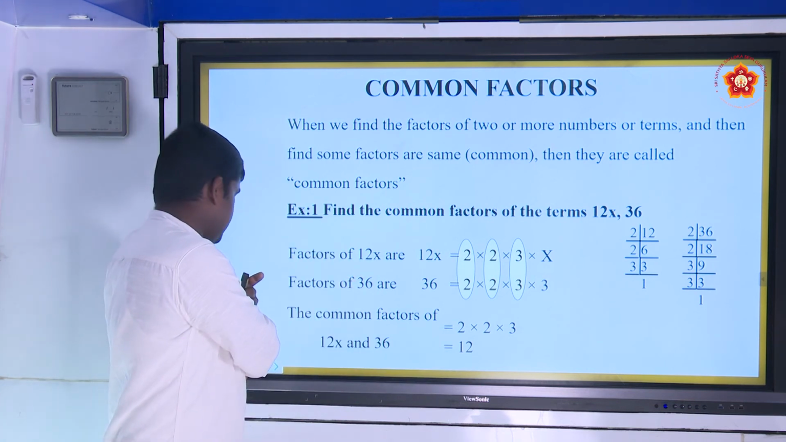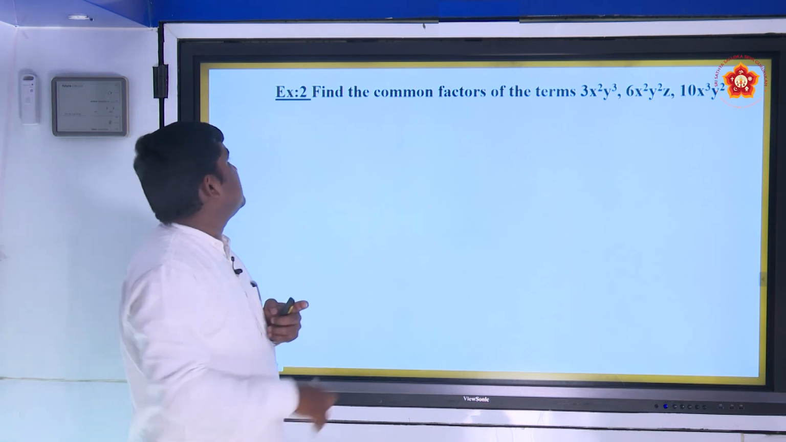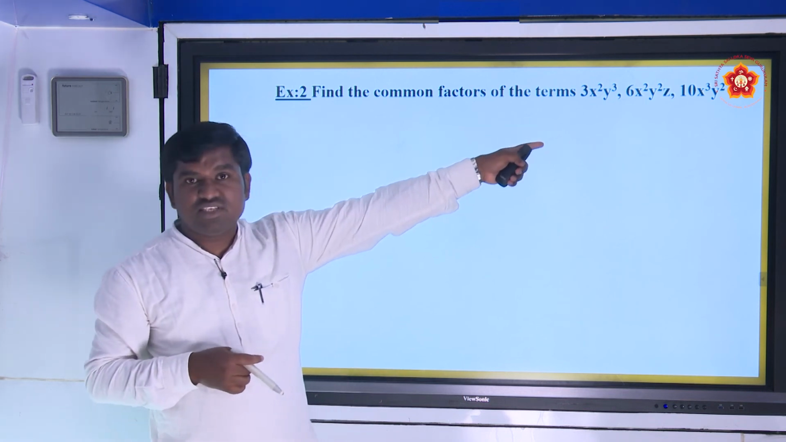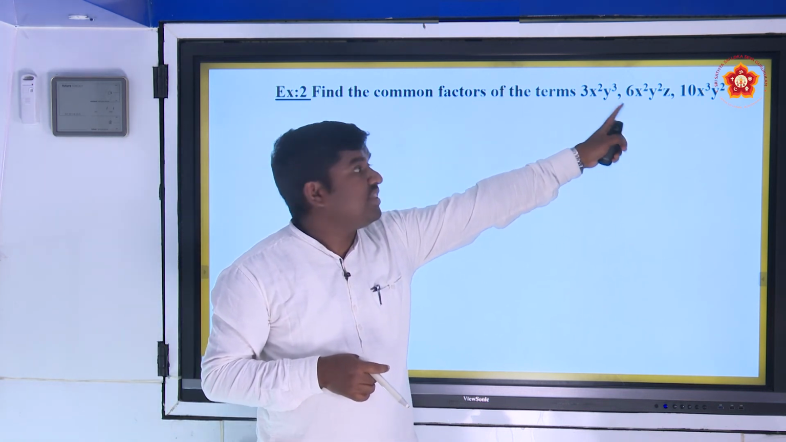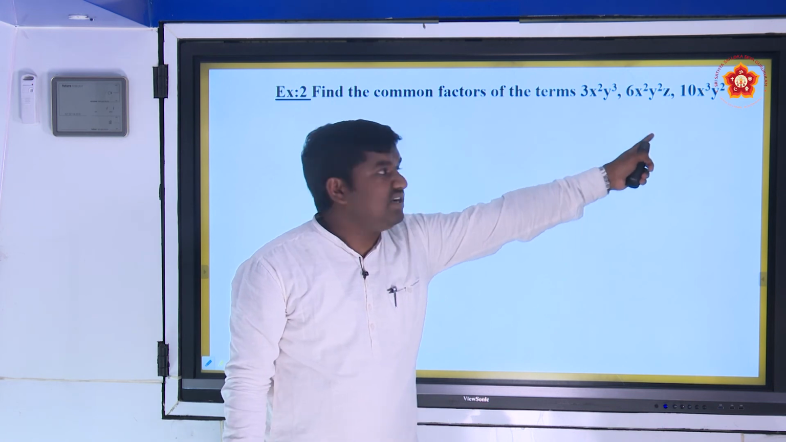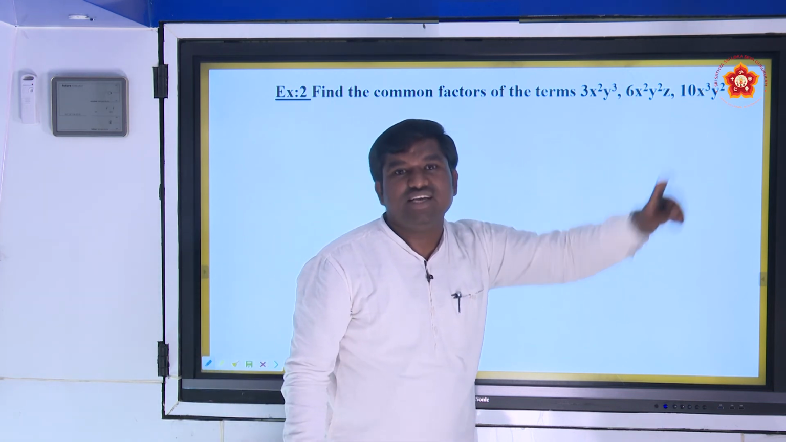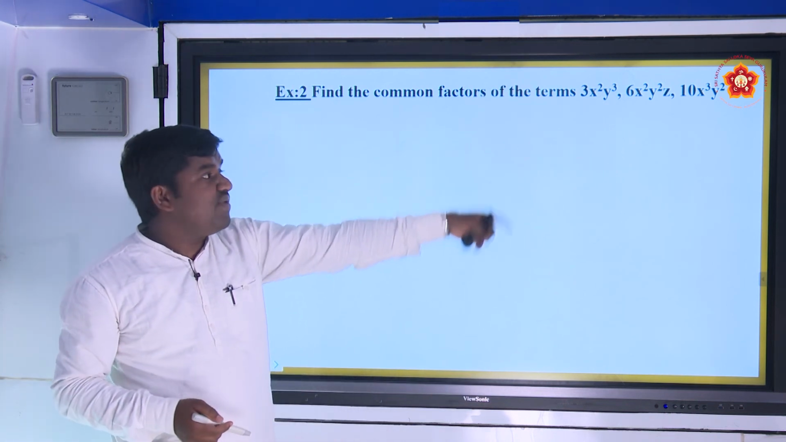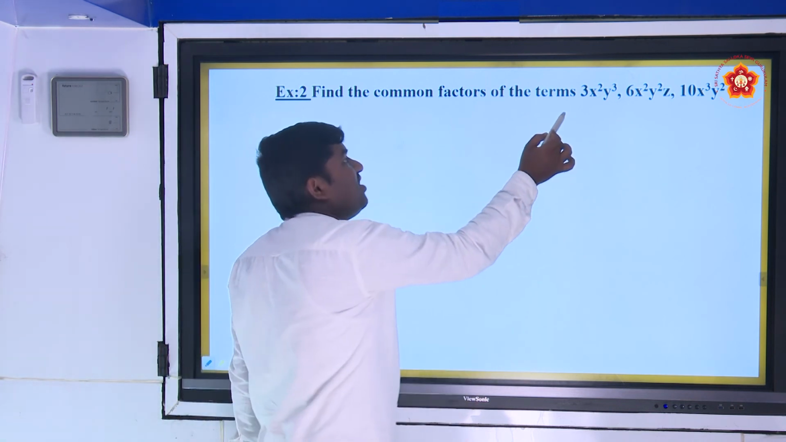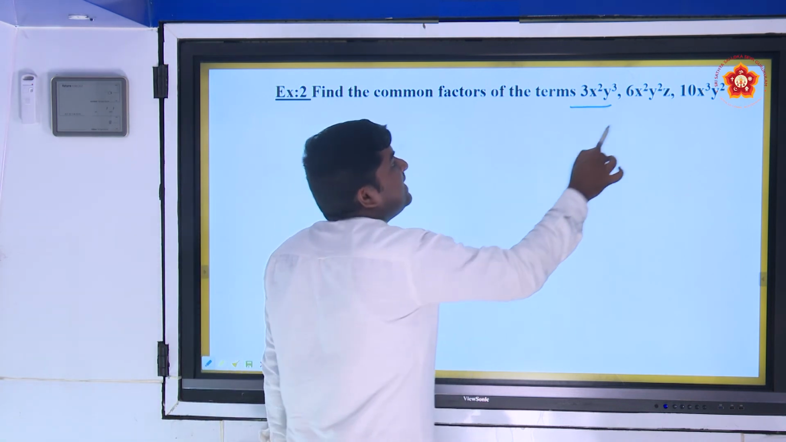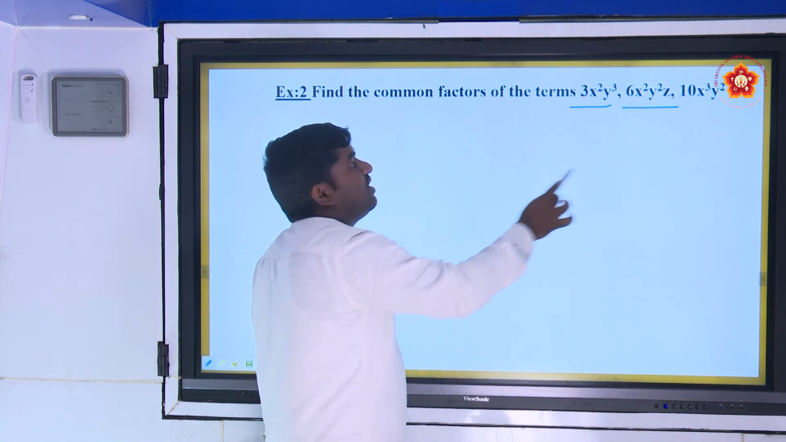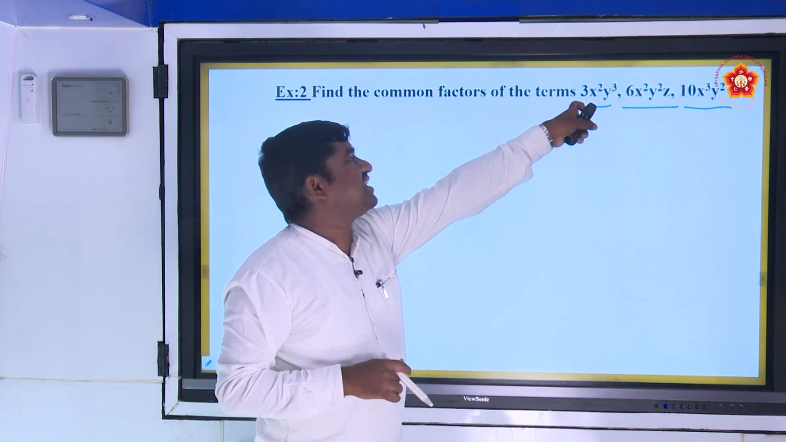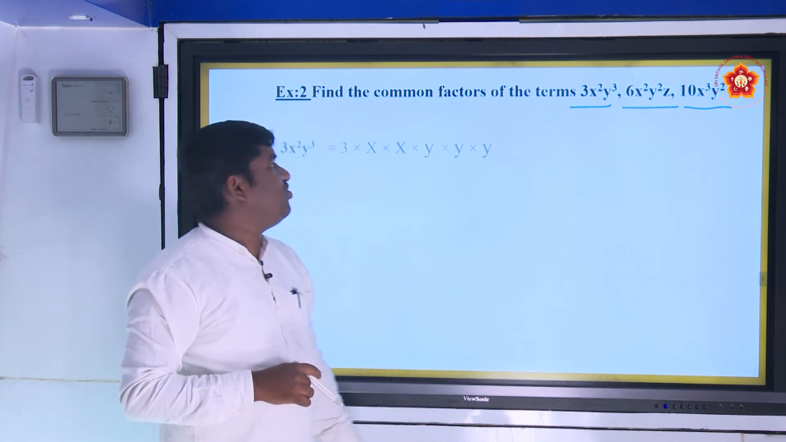Next, second question: find the common factors of the terms 3x square y cube, 6x square y square z, and third one 10x cube y square. There are 3 terms here. For this we have to find out the factors of 3x square y cube, 6x square y square z and 10x cube y square. First we have to find out the factors of 3x square y cube.